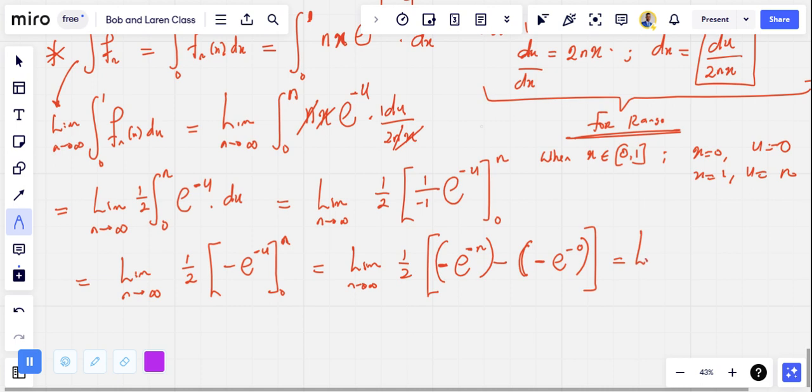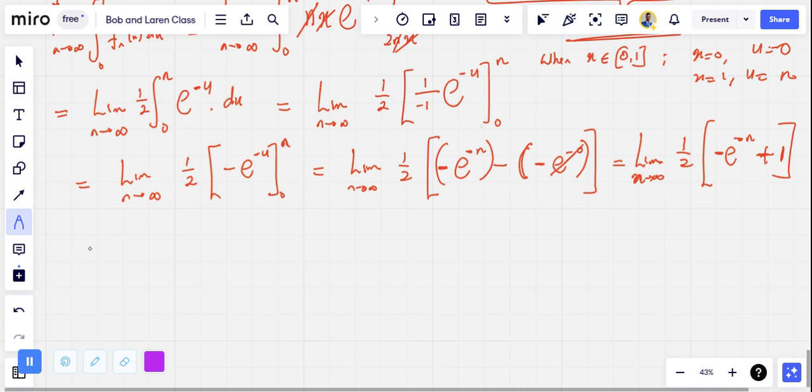So this is equivalent to the limit as n tends to infinity of 1 over 2 of minus e to the minus n, then minus, this is 1, minus minus 1, and that should be plus 1 in that case. That should be plus 1, right? Okay, this is e to the power of 0, and that's 1. So minus and minus is plus. I have that in that case.